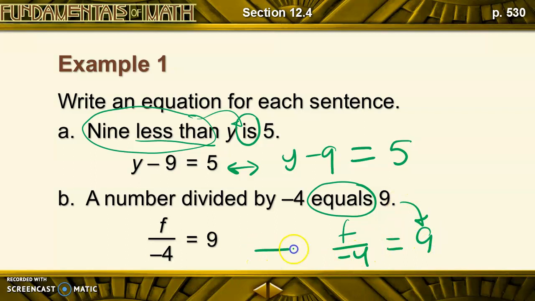And that's it. Now, remember, they say a number, this can be any variable. They chose to use the letter F. More than likely, I'm going to use the letter N, or oftentimes they use the letter X in algebra, but just kind of keep an eye on the homework. We're probably going to use the letter N.